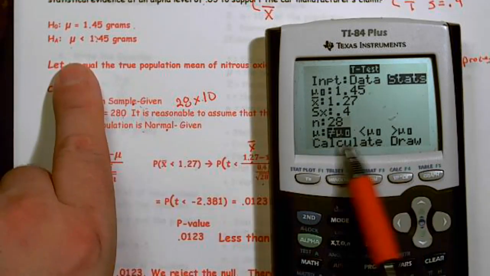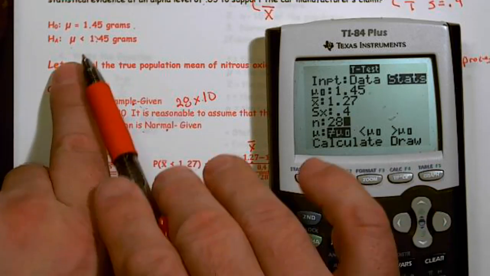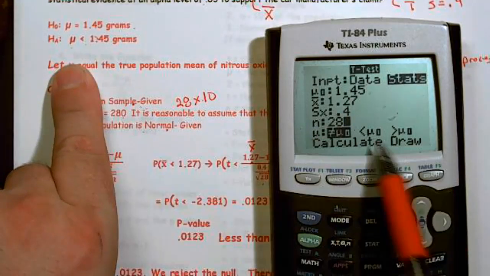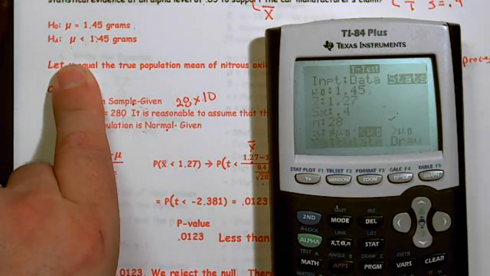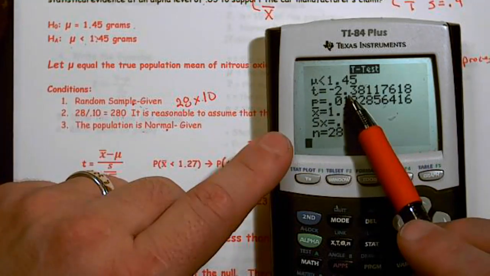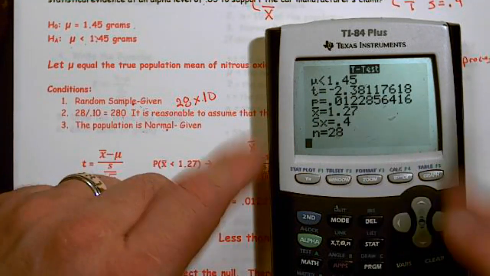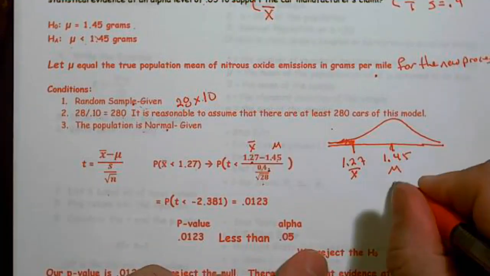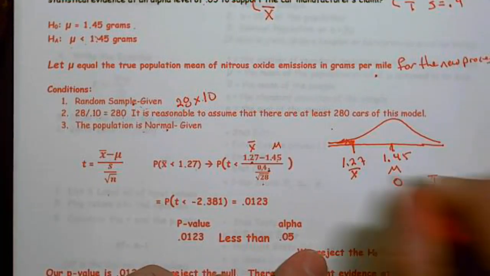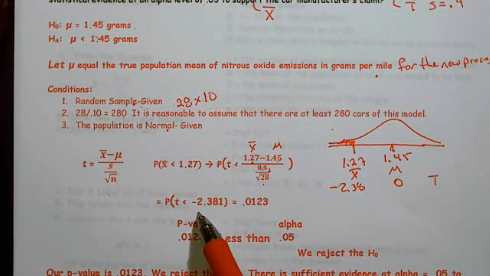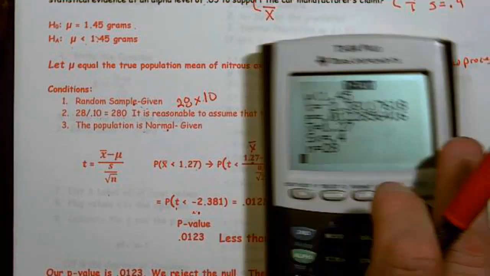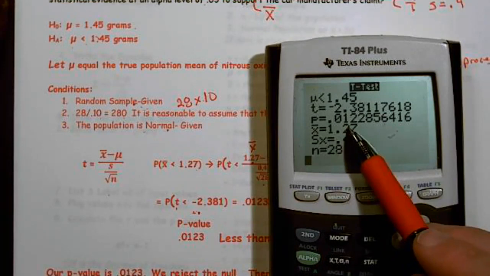Now, when I look at this, I kind of ignore what they write, but I just go, oh, that's a less than. So I need to choose a less than. I just drop over and choose the less than, and I say calculate. And I end up getting a t-statistic of negative 2.38. Please remember the mean of the t-statistic is always centered at 0, and we got a negative 2.38. You must write down your test statistic. So the probability of getting a test statistic of negative 2.38 is about 0.0122.